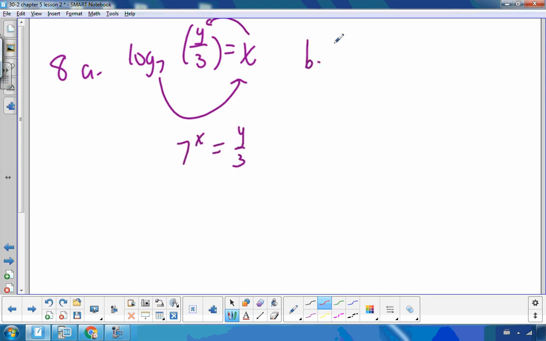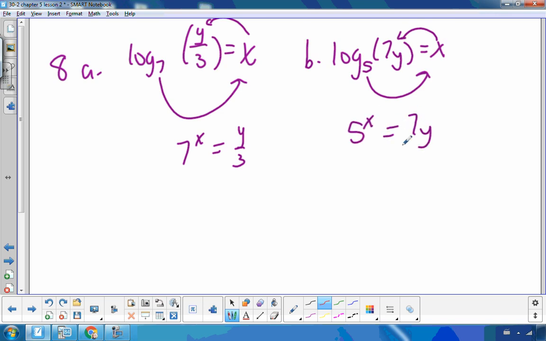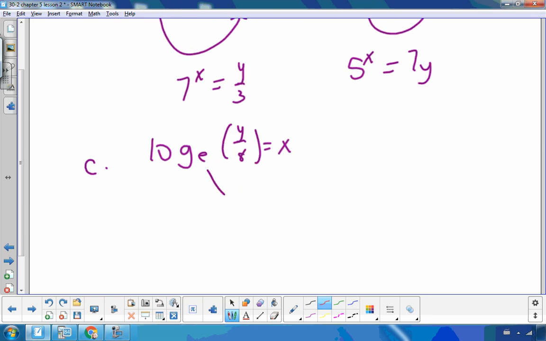And then the next one, log base 5 of 7y equals x. So again, using the circle of logs, 5 to the x equals 7y. And then the last one, we don't use an e, but we're not really solving anything. We're just practicing converting. So circle of logs, e to the x equals y over 8. I don't know why that was missing in my notes.